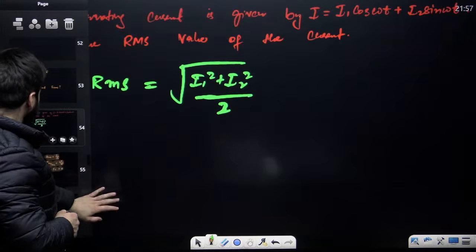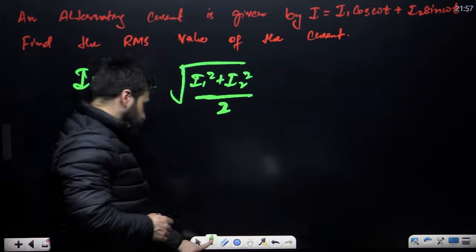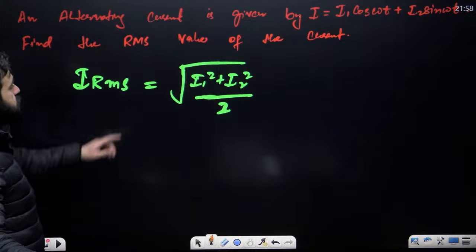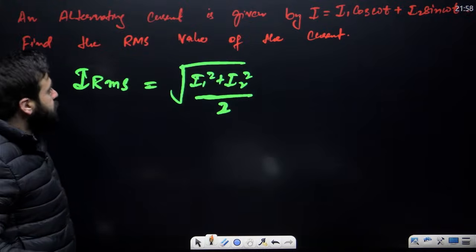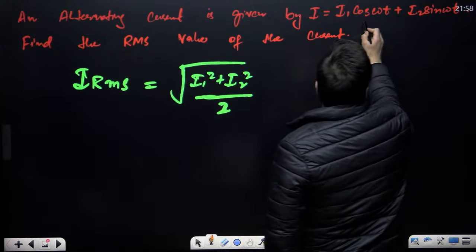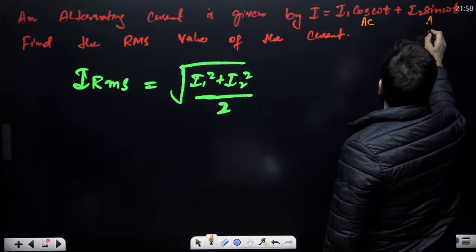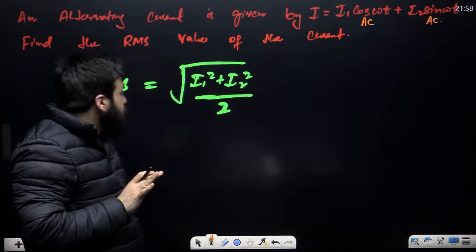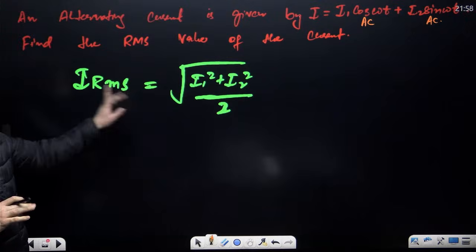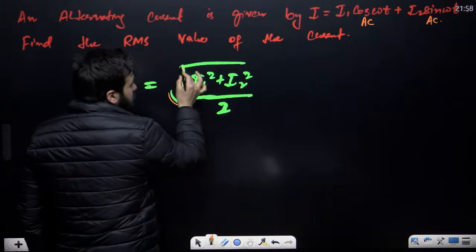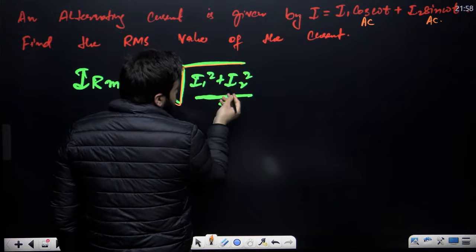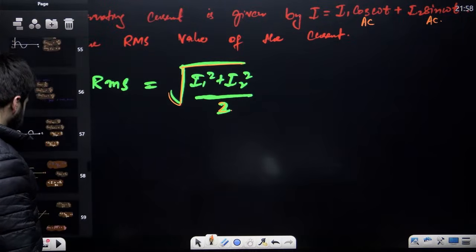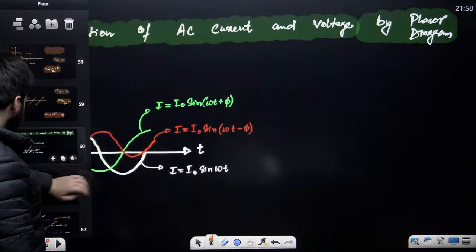If you have, my dear NEET aspirants, something like this, this is what we call a mixture of AC and AC. This is AC and this is AC. If you have the mixture of AC and AC, and you are supposed to find its RMS value, you'll simply say, sir, RMS value here will be the square root of I1 square plus I2 square divided by 2. Okay.